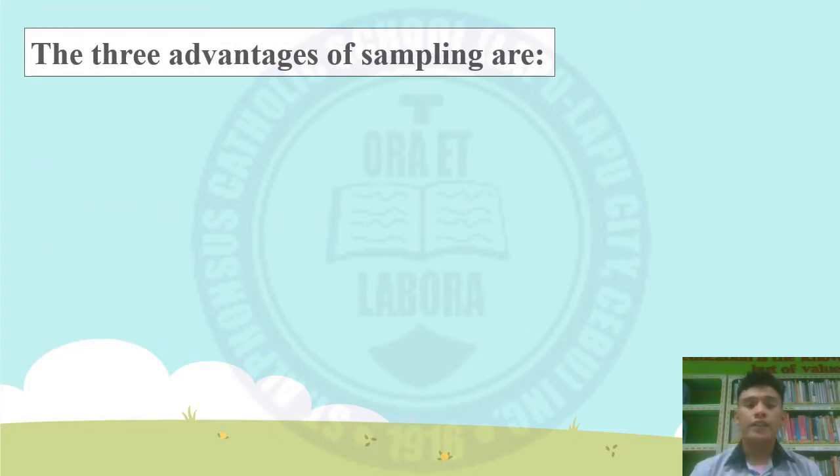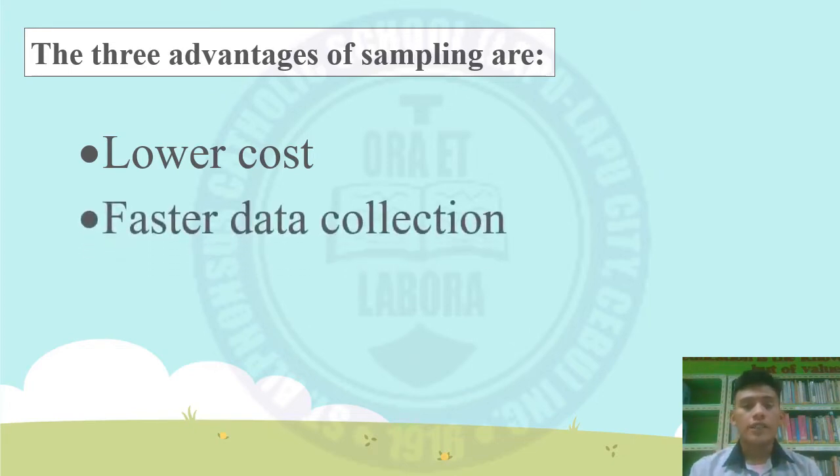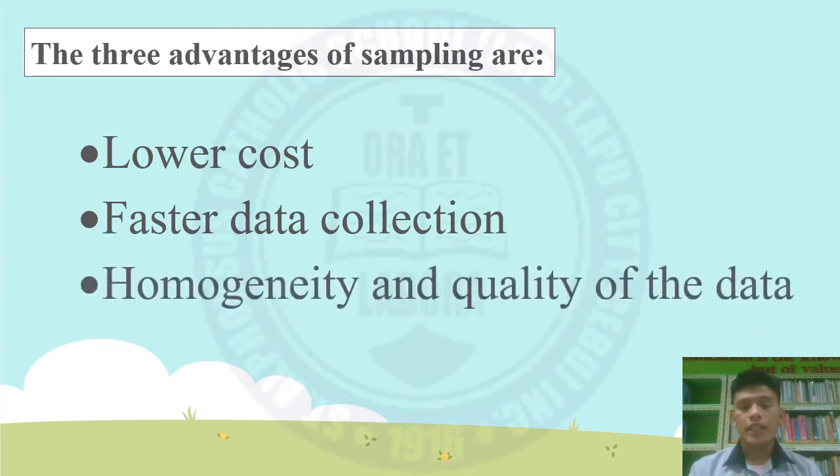The three advantages of sampling are: first, lower cost. Why is it lower cost? Because you can save money because you're just taking the sample instead of the whole population. Second, faster data collection. It is easier because it's a smaller population only. Third, homogeneity and quality of data.